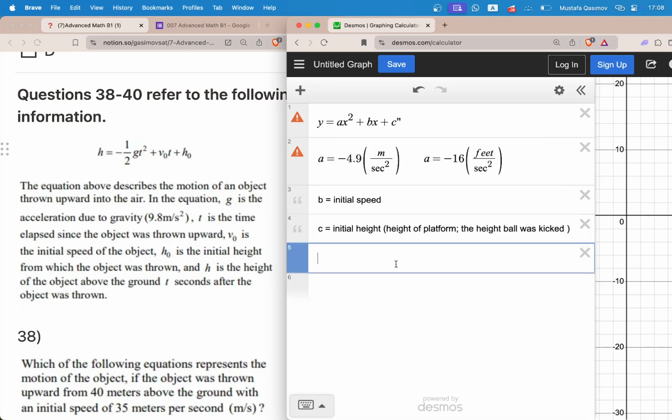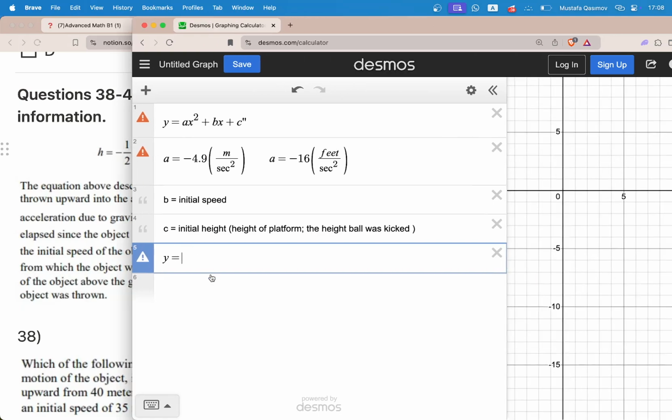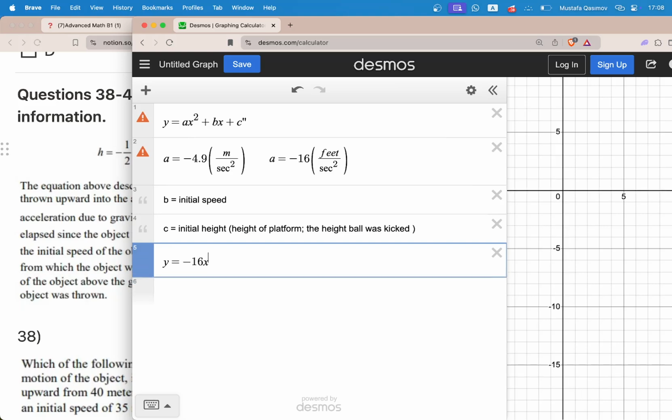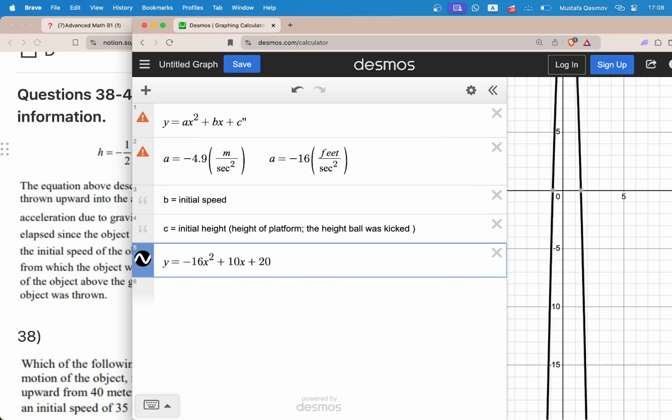For example, y is equal to negative 16x squared plus 10x plus 20. If I ask what's the height of the platform, or from what height the ball was kicked, the answer will be 20. Initial speed will be 10, and this is acceleration, we don't need that one.